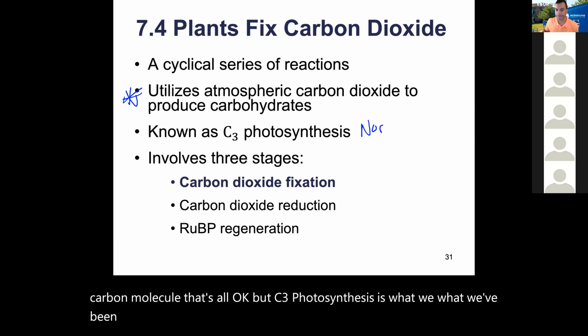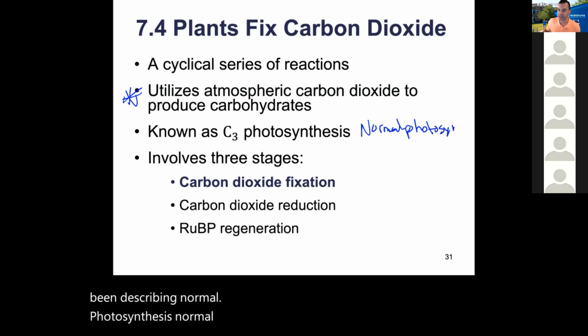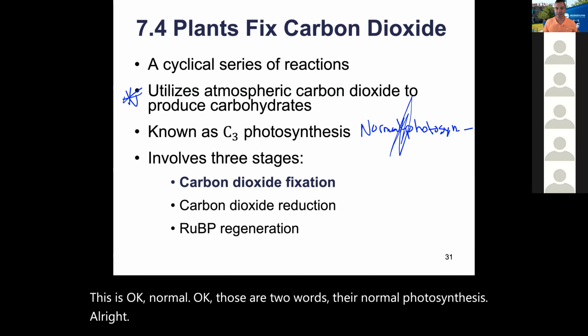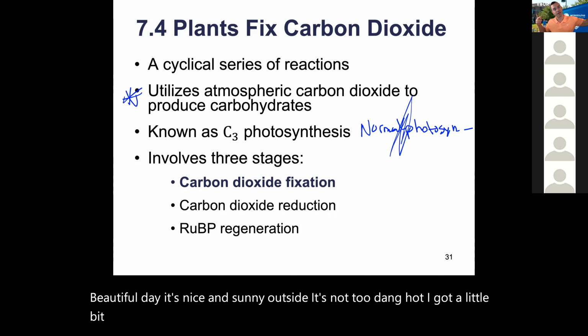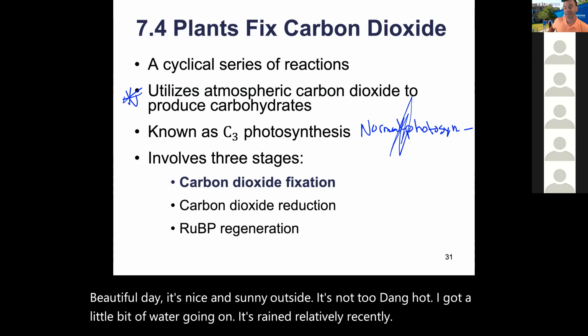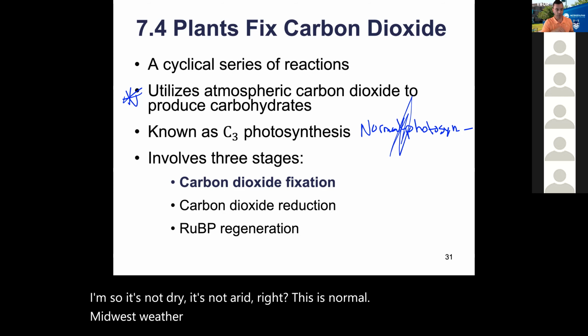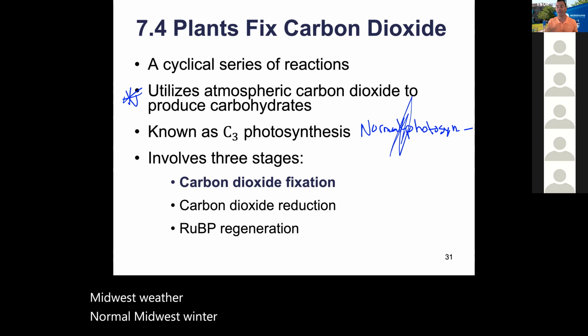Normal photosynthesis. Okay, those are two words there. Normal photosynthesis. All right, beautiful day. It's nice and sunny outside. It's not too dang hot. I got a little bit of water going on. It's rained relatively recently, so it's not dry, it's not arid. This is normal Midwest weather. Let's think of it that way.